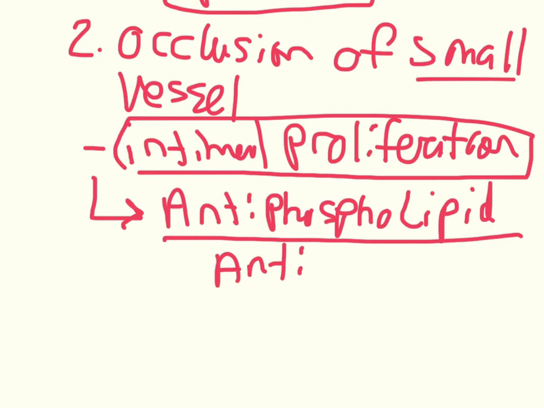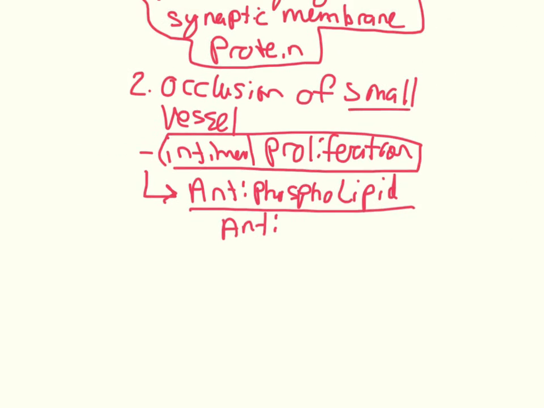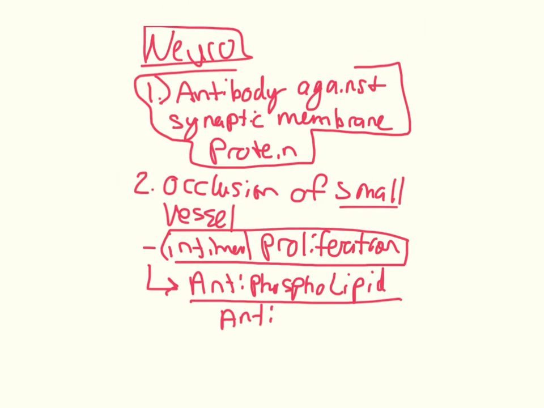Anyhow, that's the neuro. We really don't know why. There's two ideas. One's an antiphospholipid syndrome type of aggravation that causes proliferation of the intima, and the other one is that there's an antibody against synaptic membrane proteins, and maybe both of those things are true, and maybe none of them are.